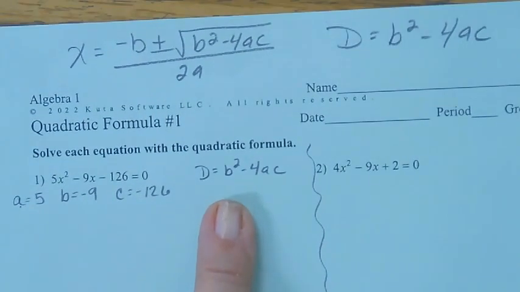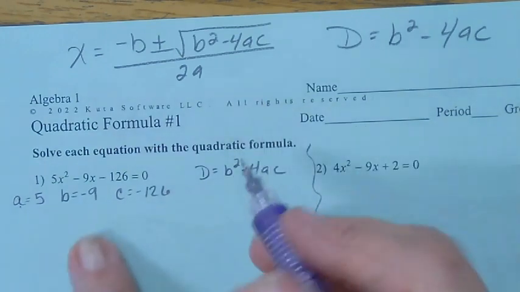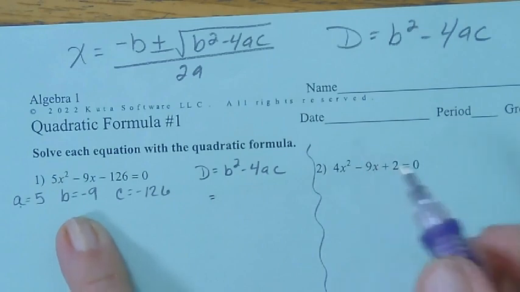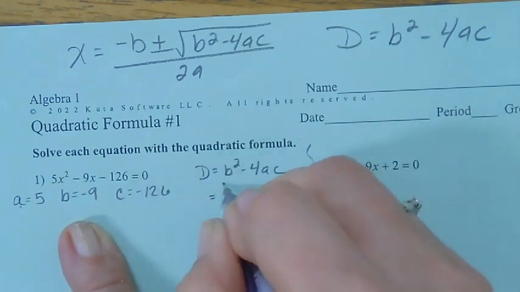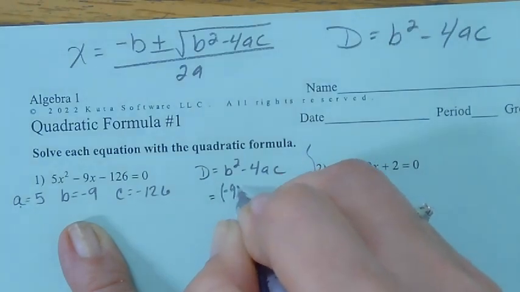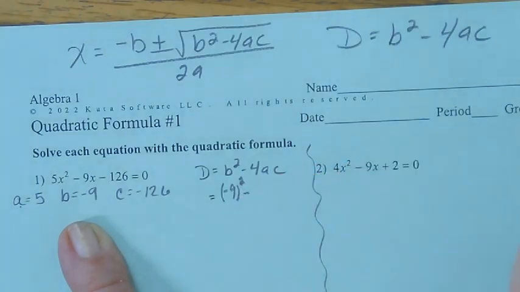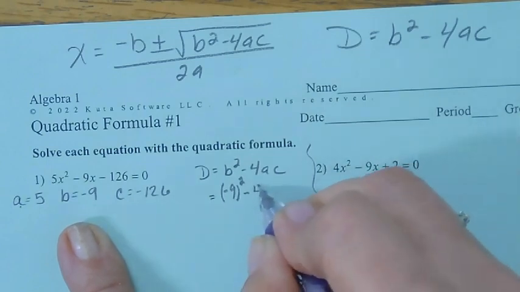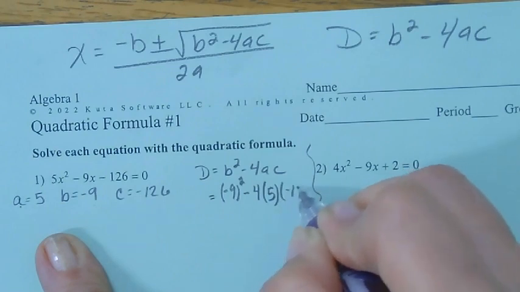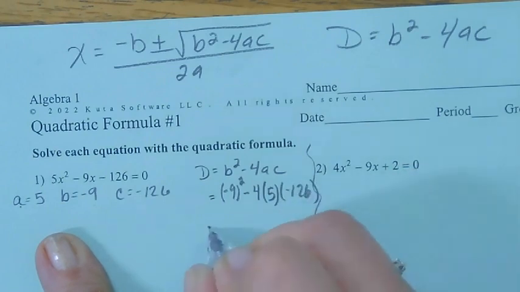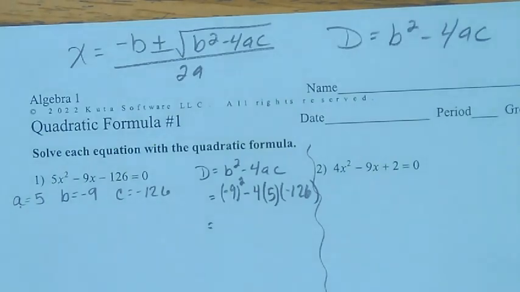First thing we're going to do is find our discriminant. That's b squared minus 4ac. b squared is negative 9, everything under the square root, minus 4 times 5 times negative 126. Okay, multiply all that out and let's get an answer. Find out what the value of our discriminant is.